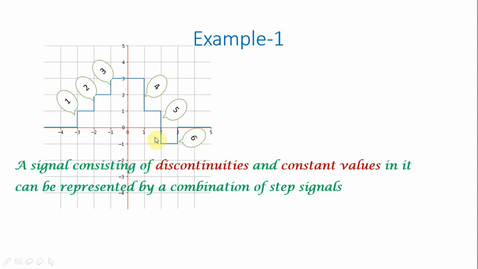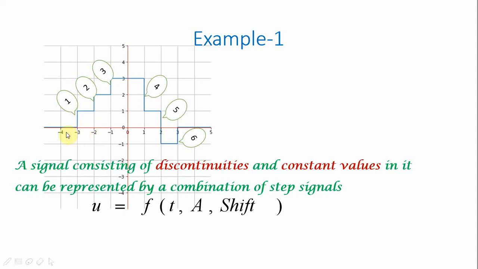Whenever we encounter a signal which has only discontinuities and constant values, we don't require any other signals, only a combination of step signals with different amplitudes and shifts, with proper values of amplitudes and at proper instants of time. By adding or subtracting, or a combination of these, we get a signal that has only discontinuities and constant values. So now let us see how we can start constructing a mathematical expression for this.